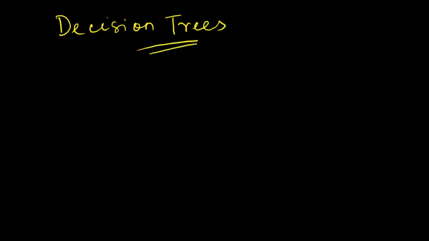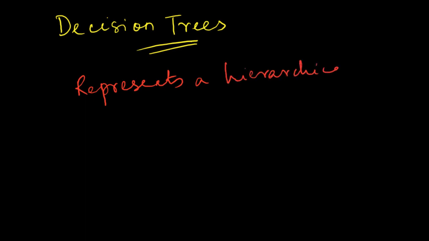Hi all. In this video, we are going to learn another very interesting method of supervised learning, which is called decision trees. So this in some sense represents the way in which we human beings also take decisions. Maybe that's why it's called decision tree. So essentially, it represents a hierarchical decision making process.